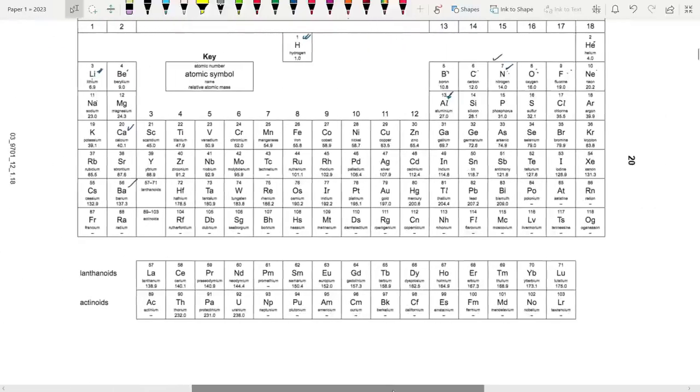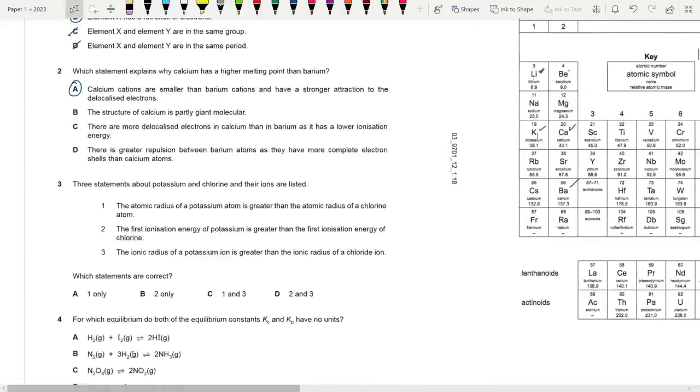Okay. So chlorine atom is here and potassium atom is here. So clearly potassium atom has a higher radius because it is in period 3. So yeah, one is in fact correct. So this is excluded, this is also excluded. It needs to be between A and C. So I won't bother checking 2. I'll just go directly to 3.